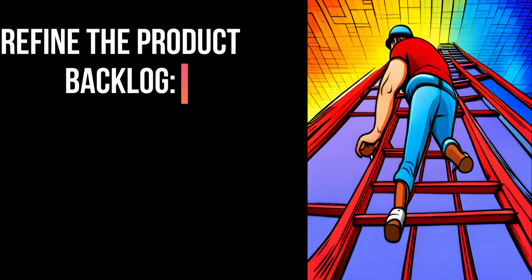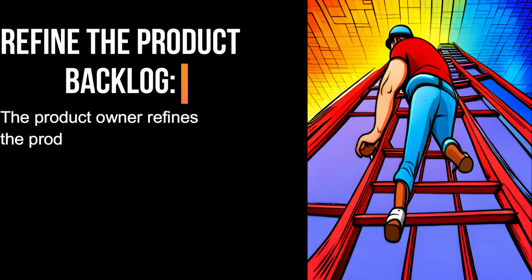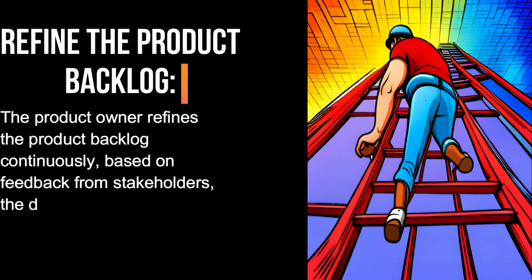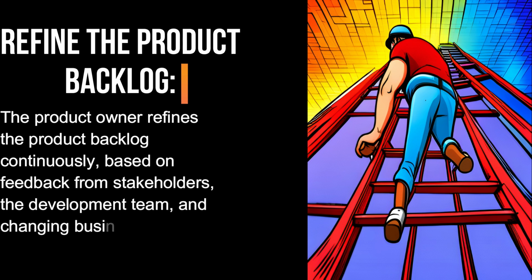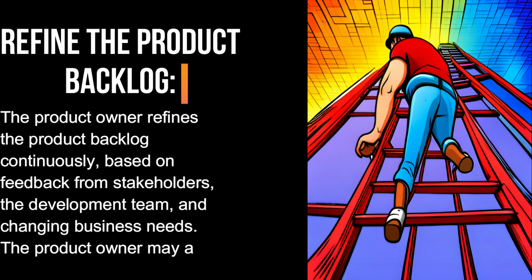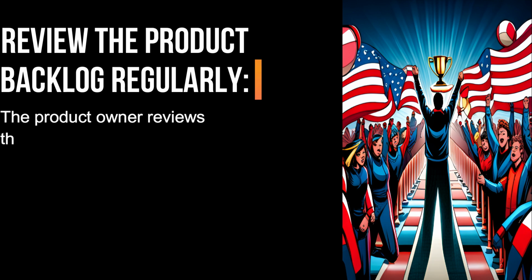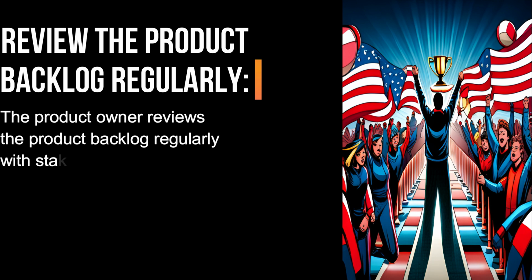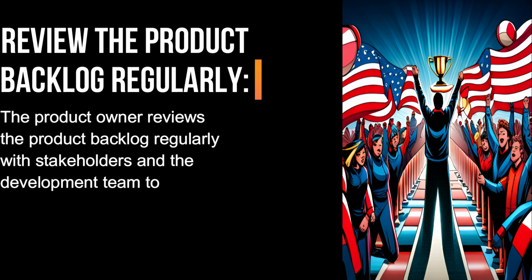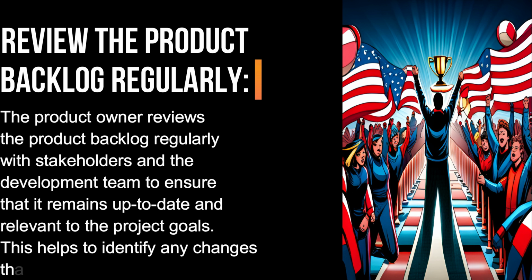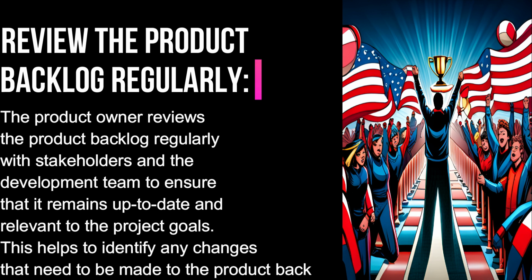Refine the product backlog. The product owner refines the product backlog continuously based on feedback from stakeholders, the development team, and changing business needs. The product owner may add, remove, or reprioritize items as needed. Review the product backlog regularly. The product owner reviews the product backlog regularly with stakeholders and the development team to ensure that it remains up to date and relevant to the project goals. This helps to identify any changes that need to be made to the product backlog.